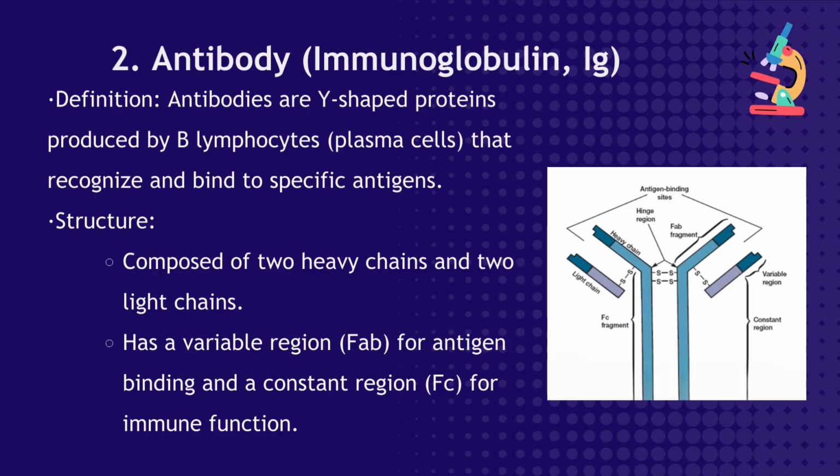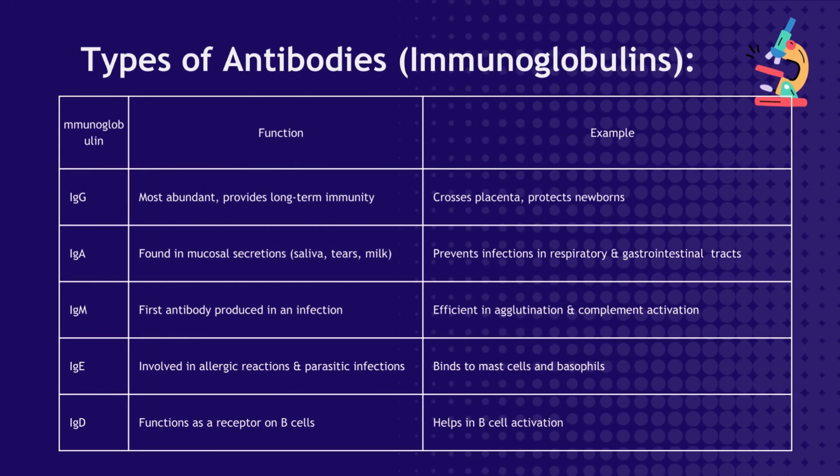Structure: composed of 2 heavy chains and 2 light chains. Has a variable region, Fab, for antigen binding and a constant region, Fc, for immune function. All the 5 types of immunoglobulins' details are given below.